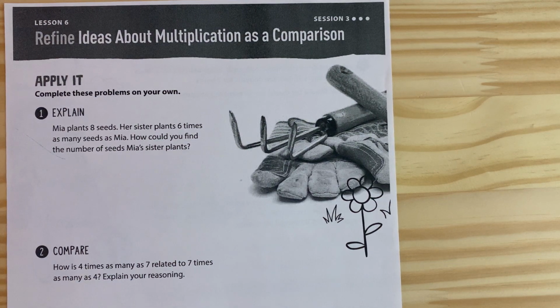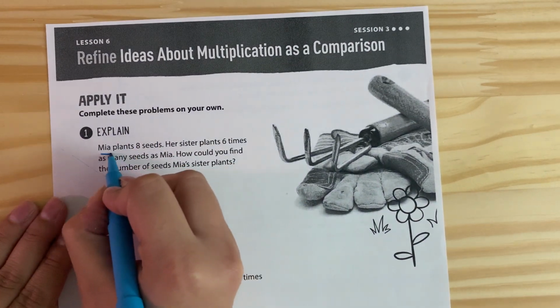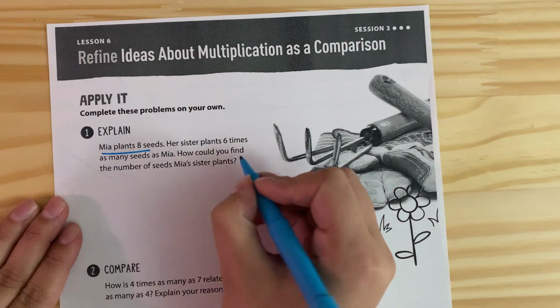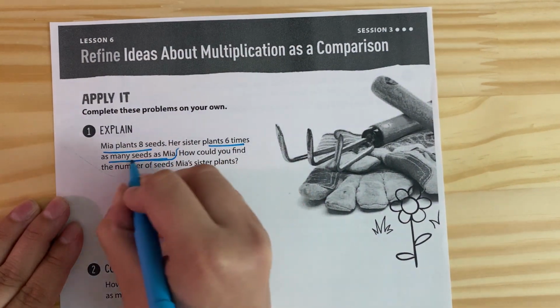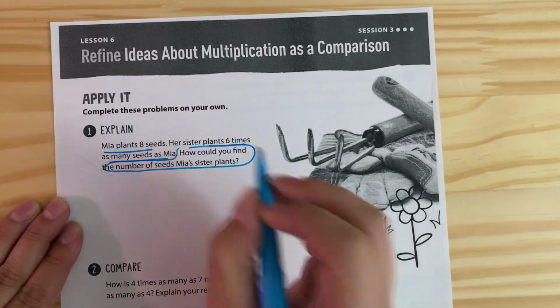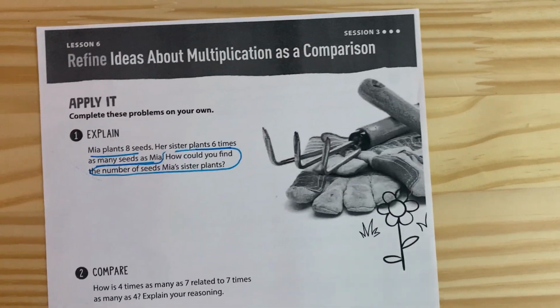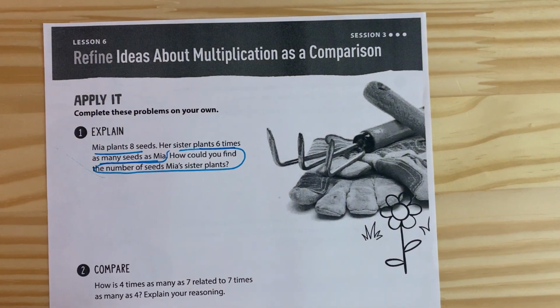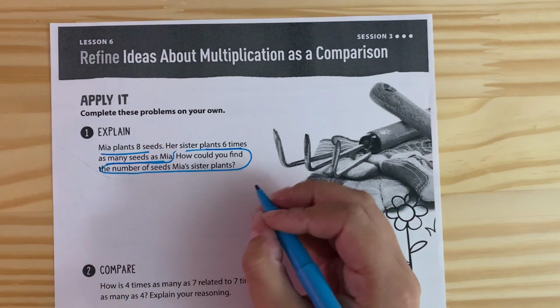So we're going to start on page 117 with number 1. Mia plants 8 seeds. Her sister plants 6 times as many seeds as Mia. How could you find the number of seeds Mia's sister plants? And friends, they want us to answer the question with this too, so we have to make sure we're answering the question. So we're going to start by drawing a bar model.